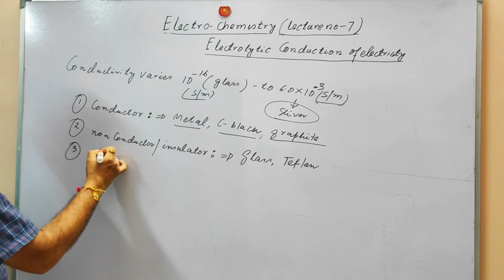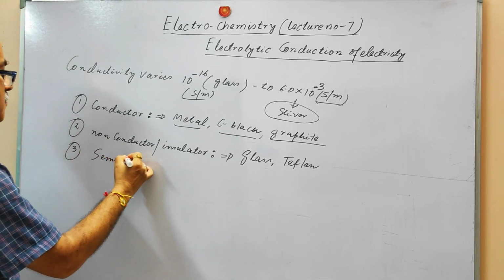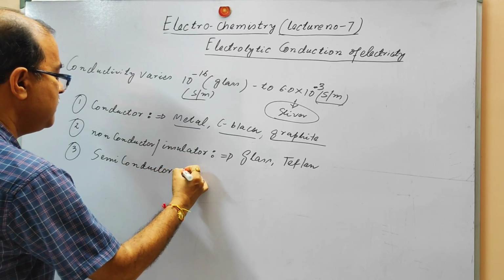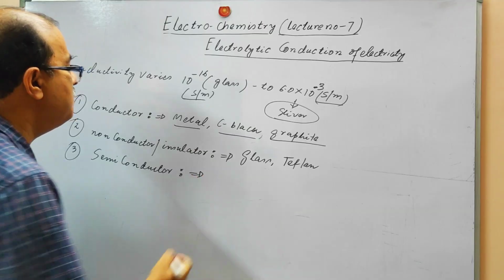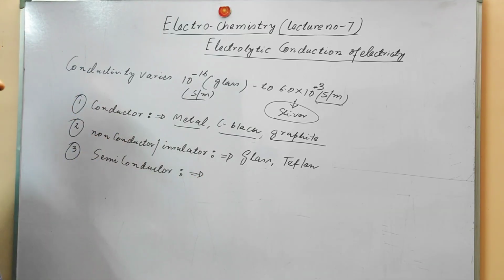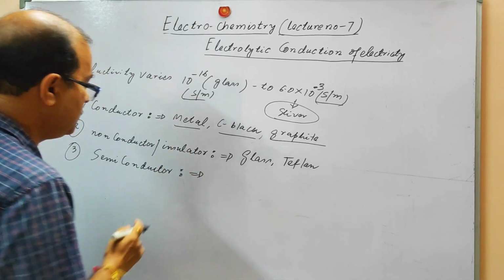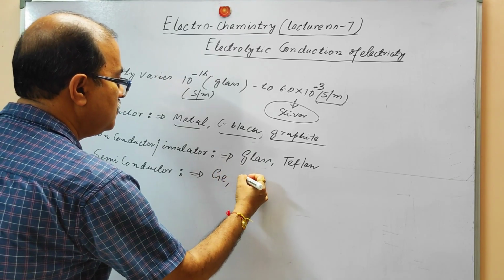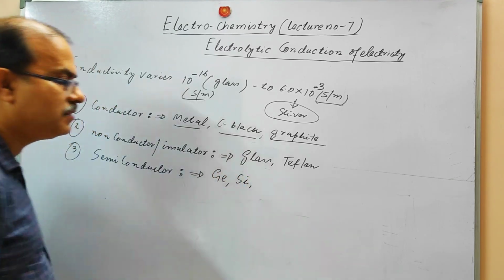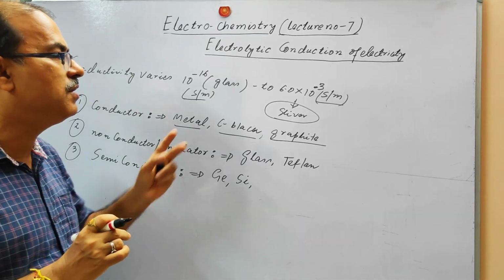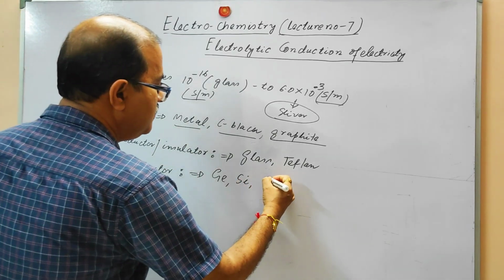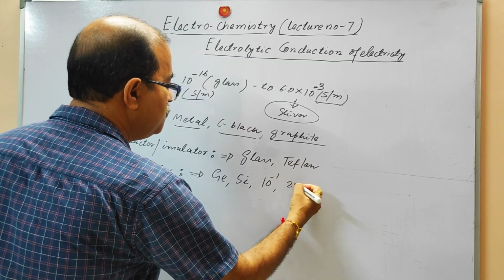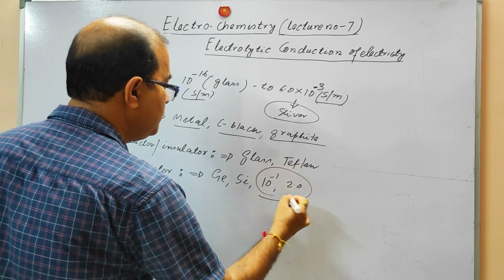Number 3 is the semiconductor. Semiconductors basically have conductivity between the conductor and the non-conductor. Examples are germanium and silicon. These are all semiconductors. Their conductivity is around 10 to the power minus 10 or so, and it will be less than that of conductors.